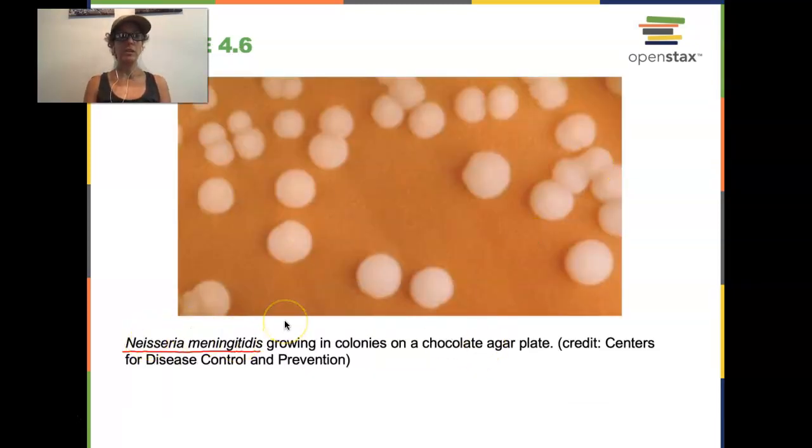Neisseria meningitidis, they are really fond of picking out the microbes that cause sexually transmitted illnesses. Neisseria meningitidis, in this case, however, causes meningitis. It is related to Neisseria gonorrhoeae. They would look exactly the same on a chocolate agar. And it's called chocolate agar because it uses blood that has been boiled and denatured, and that causes it to turn brown. It doesn't actually have chocolate in it.